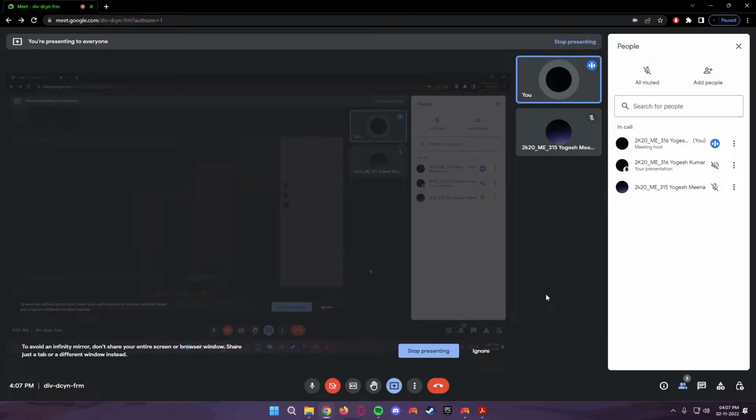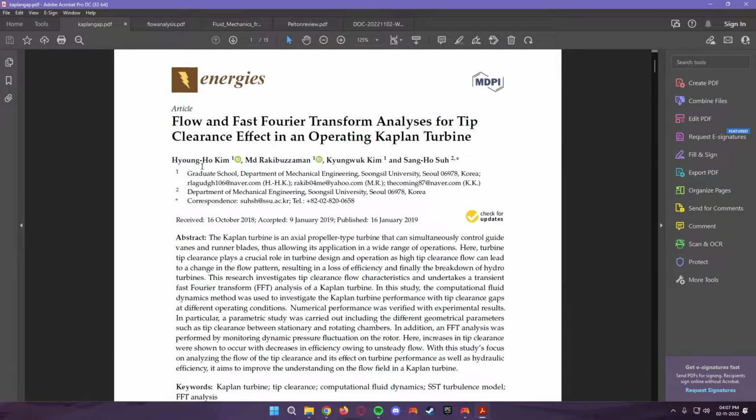The topic of our assignment was to review past 5 years research papers, basically relating to fluid mechanics. So the first one which we're going to review is flow and fast Fourier transform analysis for tip clearance effect in an operating Kaplan turbine.